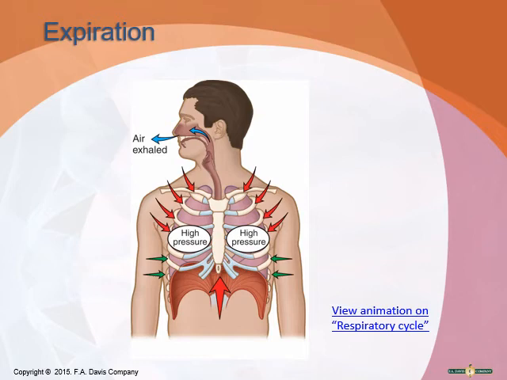Normal expiration is a passive process where the diaphragm and the intercostal muscles just relax and the thoracic cage recoils back to its original size. Lungs are then compressed by the bones and air flows down the pressure gradient from the lungs out into the atmosphere.